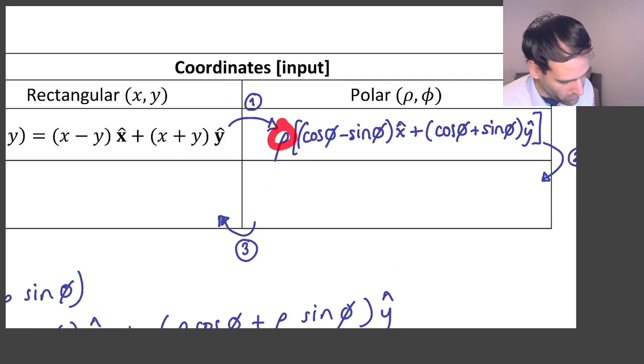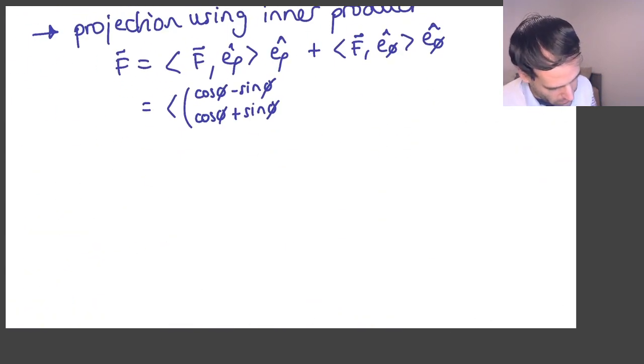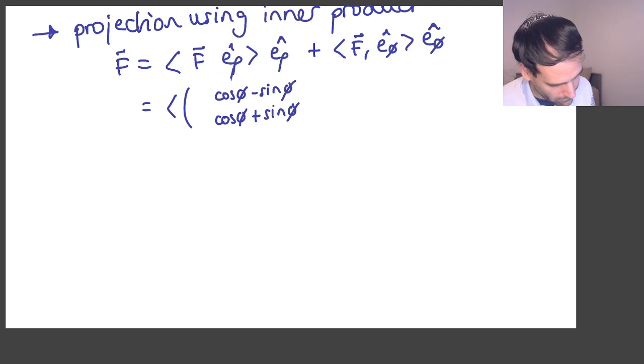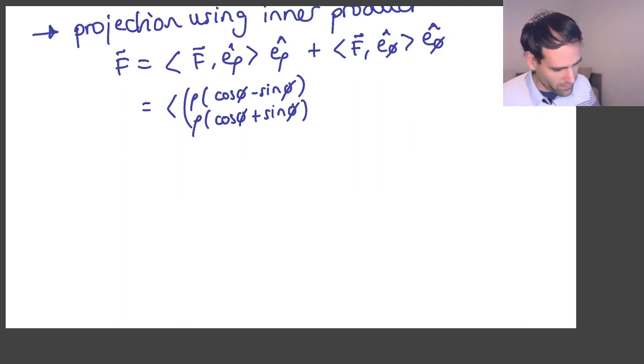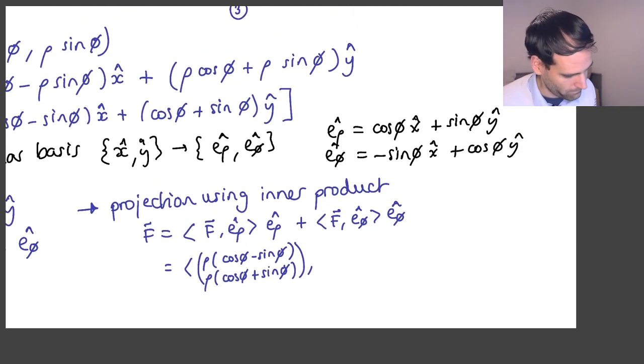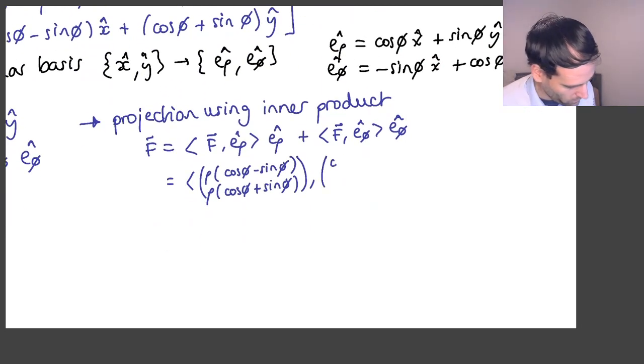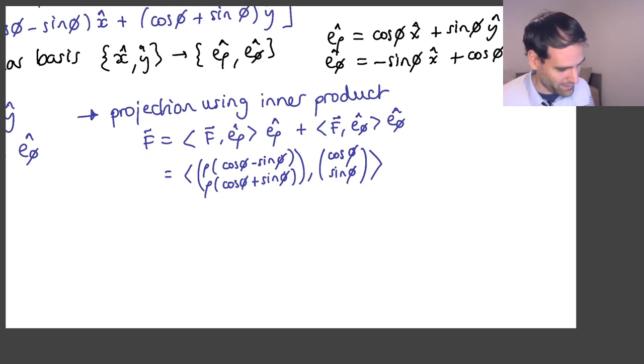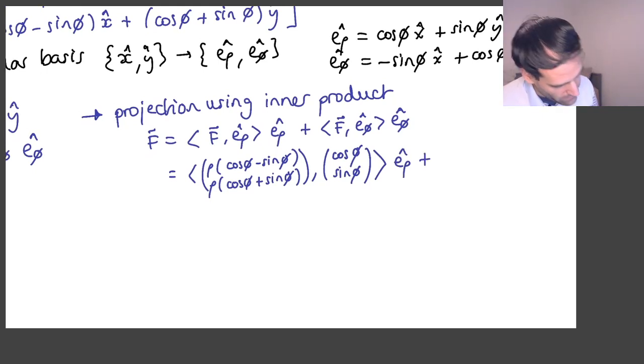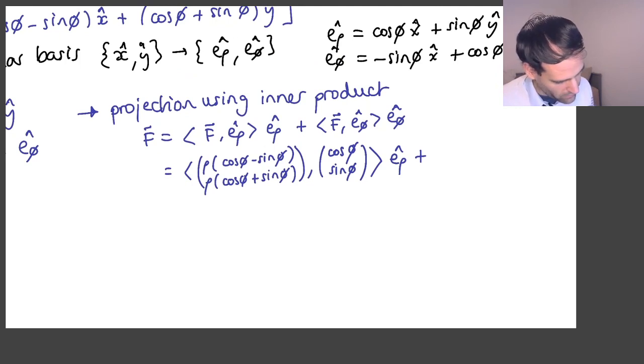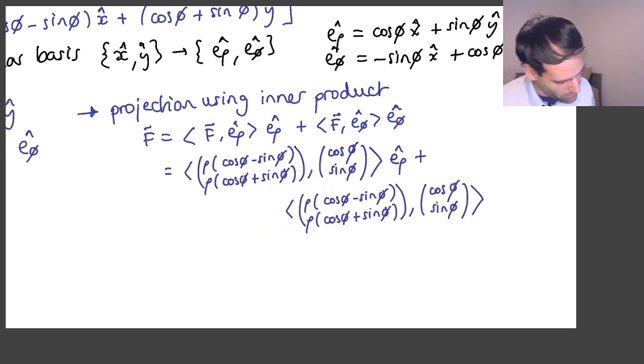Actually, it has a rho always in both components, so let's keep that. Okay, so that is the vector f. Now this is the inner product with e rho hat, and e rho hat we have here. The first component is cosine phi, and the second component is sine of phi. This inner product is then multiplied by e rho hat, and then plus, I'm going to do the same. I'm going to duplicate this and just change it slightly. Plus this times e phi hat.